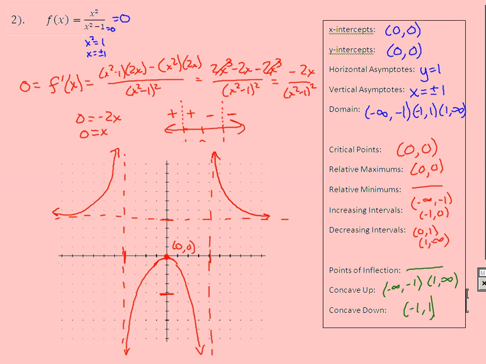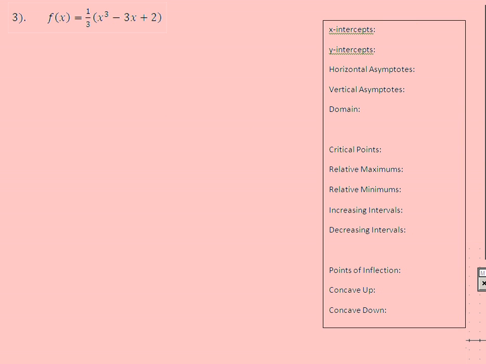Alright, number 3 is a lot more simple to work with. Start with x and y intercepts. X intercepts means I will set this equal to 0. This doesn't exactly factor perfectly nicely, so don't worry about x intercepts for this one. I'll give them to you: negative 2, 0, and 1, 0. You'll be able to factor any one on your test, and if not, I will give you the answer.